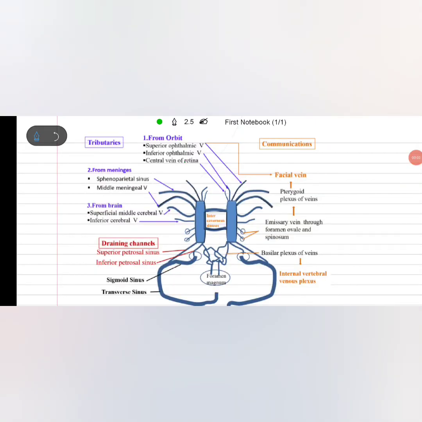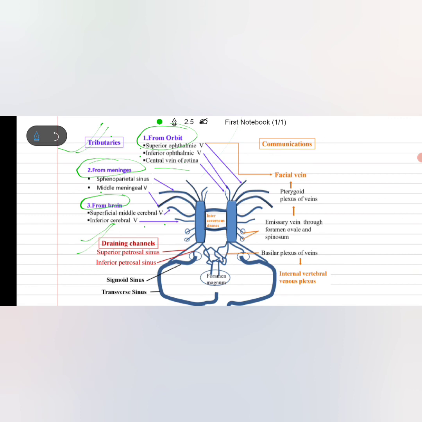Now tributaries. From the orbit we have superior ophthalmic vein, a branch from the inferior ophthalmic vein, and central vein of the retina. And from the meninges we have sphenoparietal sinus and the middle meningeal vein. And from the brain we have superficial middle cerebral vein and inferior cerebral vein. These are the tributaries. Now what are the draining channels? The draining channels are the superior petrosal sinus and the inferior petrosal sinus that drain into the sigmoid and the transverse sinus.